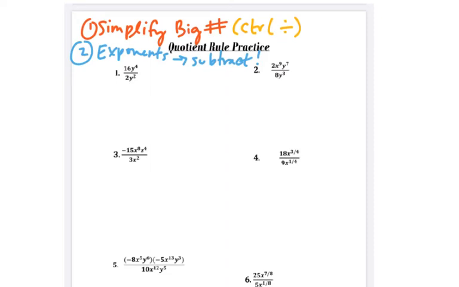Don't let 4 and 6 scare you. You can use your calculator if you need to. Those x's are stacked. So you can subtract 3/4 minus 1/4. Use your calculator. You'll be good at that. Okay, so this is called the quotient rule. Quotient means dividing. So that's when you divide or simplify your big numbers. And then you subtract your exponents if they are stacked, one on top of the other. Very easy. Go ahead and work 1 through 6.